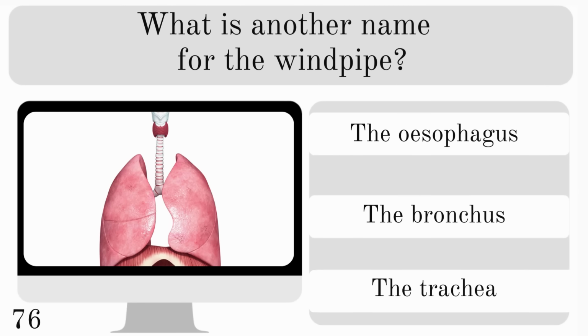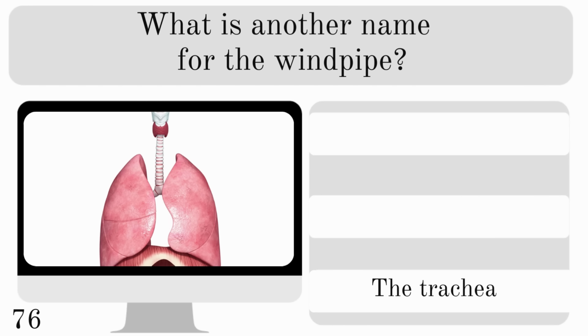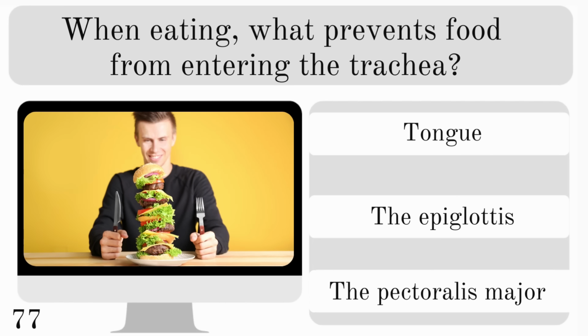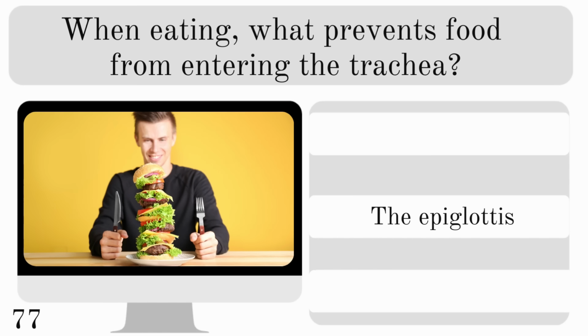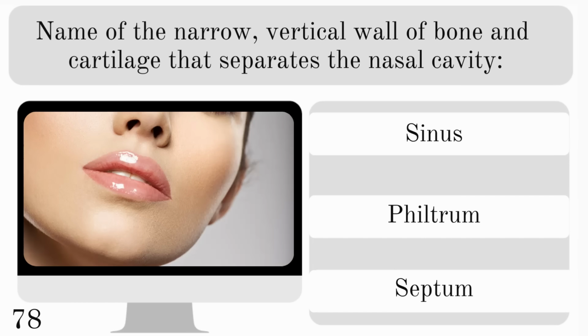What is another name for the windpipe? Is it the esophagus, bronchus, or trachea? And it is the trachea. When eating, what prevents food from entering the trachea? The tongue, epiglottis, or pectoralis major? And it is the epiglottis. Name the narrow vertical wall of bone and cartilage that separates the nasal cavity. Sinus, philtrum or septum. And it is the septum.